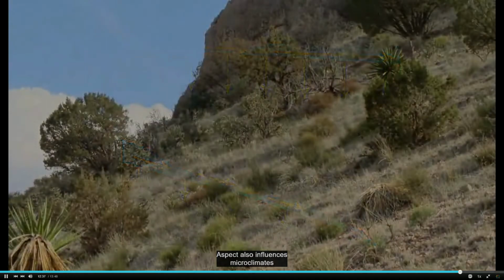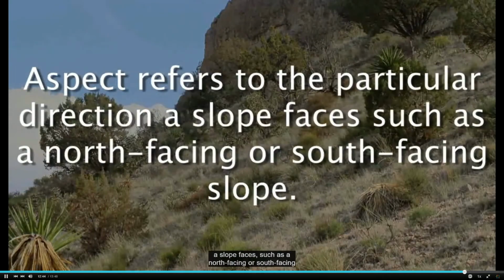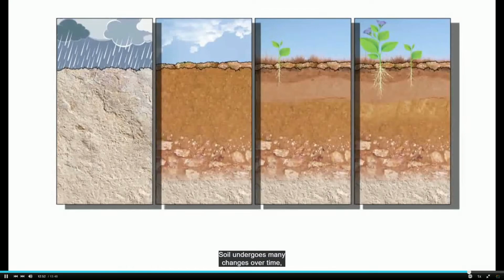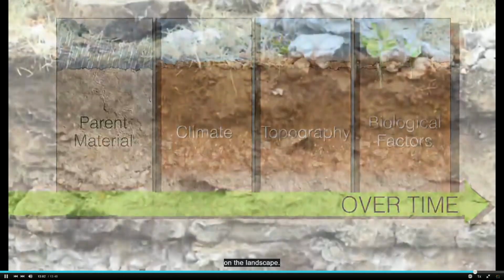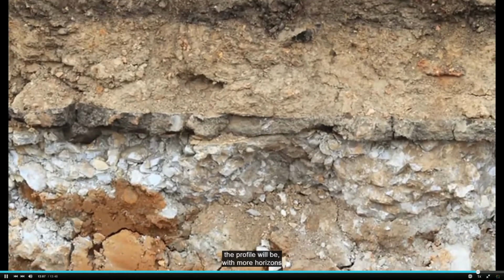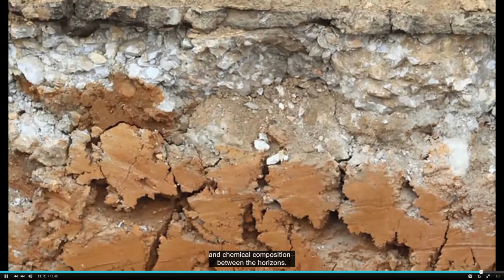Aspect also influences microclimates and how warm or cool a soil will be. The term aspect refers to the particular direction a slope faces, such as a north-facing or south-facing slope. Soil undergoes many changes over time as it is continually evolving and developing. Time allows the climate and biological factors of soil formation to influence parent material on the landscape. In general, the older a soil is, the more developed the profile will be, with more horizons and differentiated features such as color, texture, and chemical composition between the horizons.